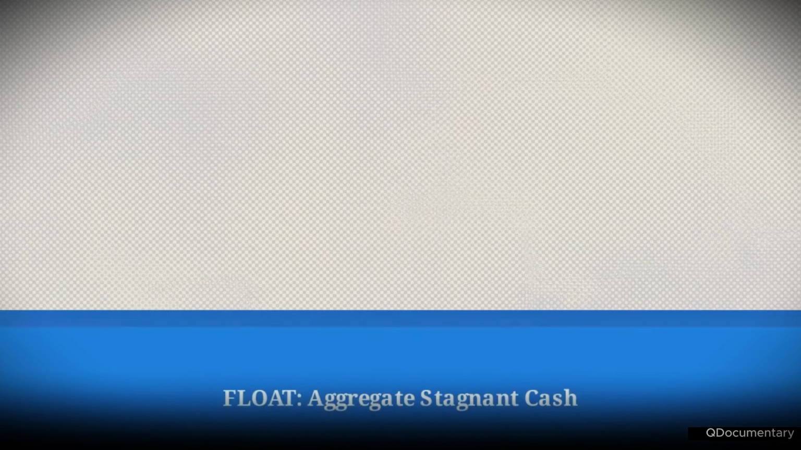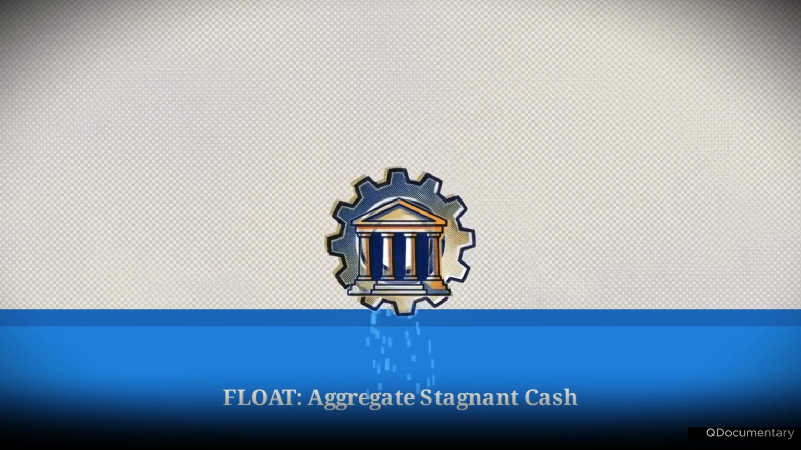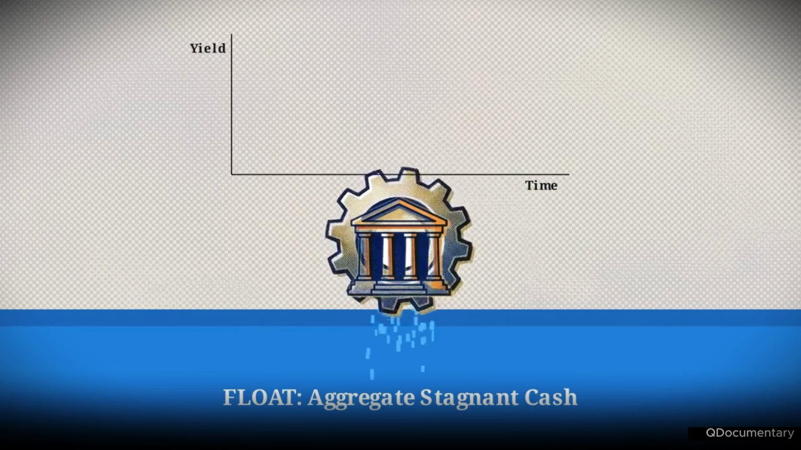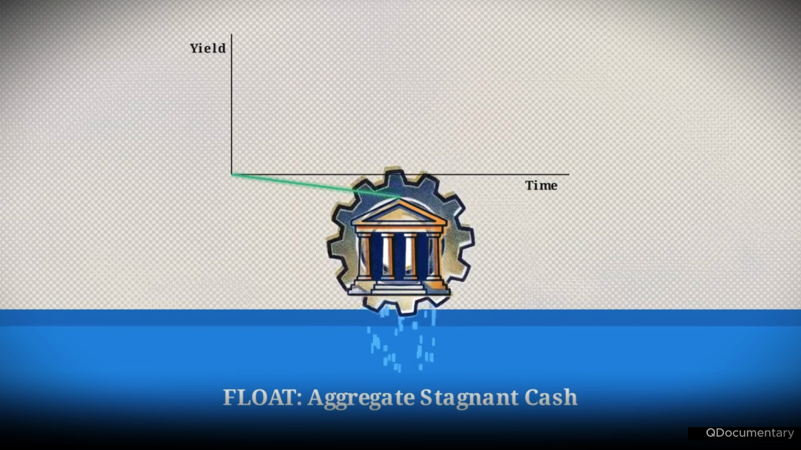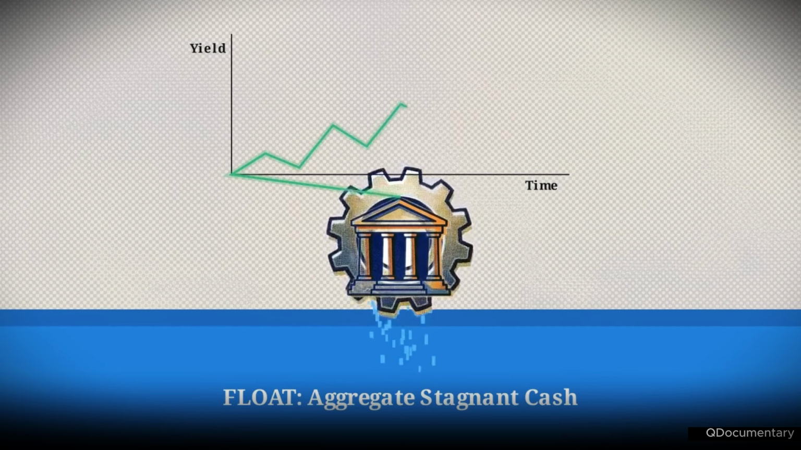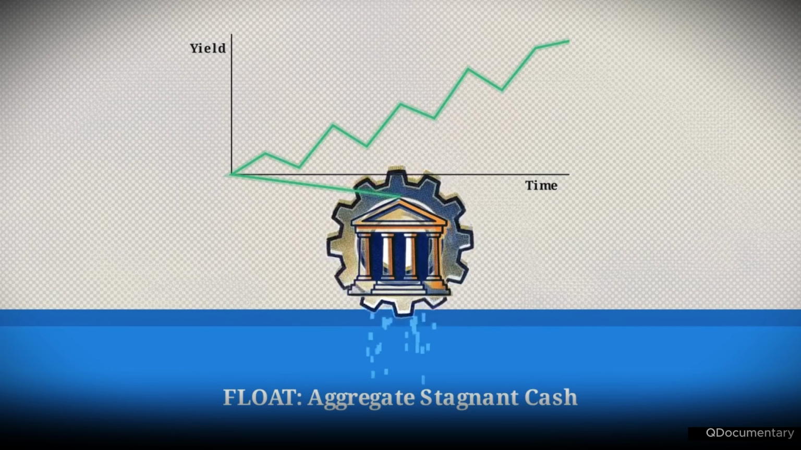These platforms also utilize float. Float is the massive aggregate pool of stagnant cash sitting in customer checking accounts before it is spent. The bank pools these deposits and invests them in short-term, low-risk instruments for pure yield.